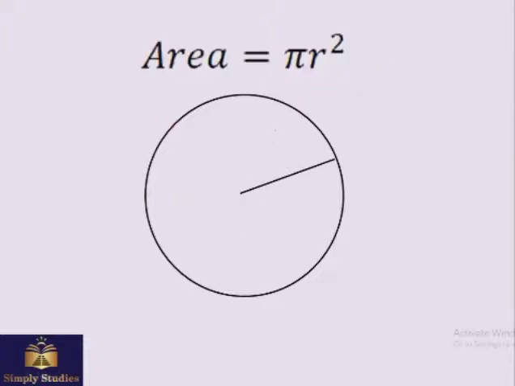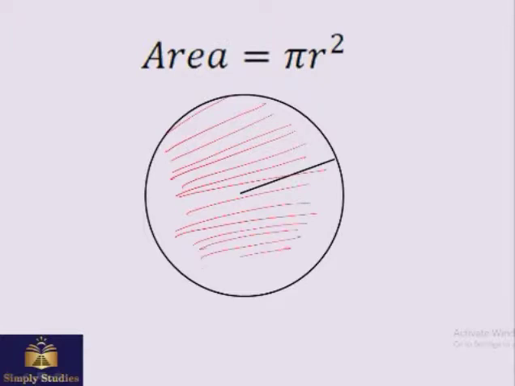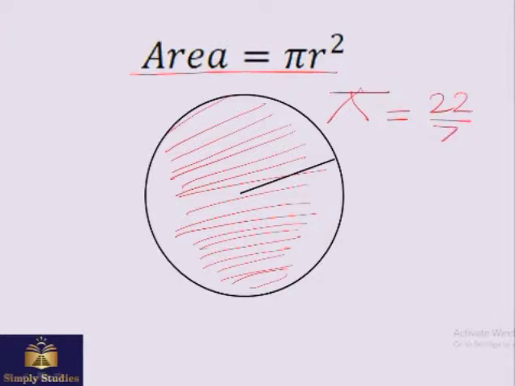Now in a circle, there are 2 things we can calculate. First is the area, that's the region covered by the circle, and it's calculated by this formula: area equals pi r squared, where pi equals 22 by 7, or approximately 3.142.